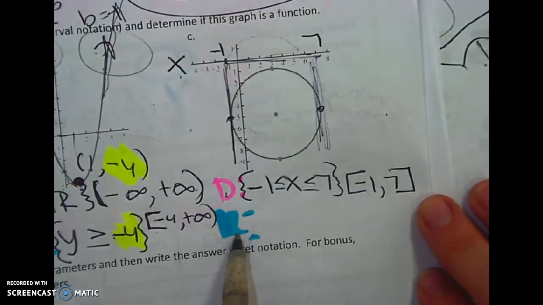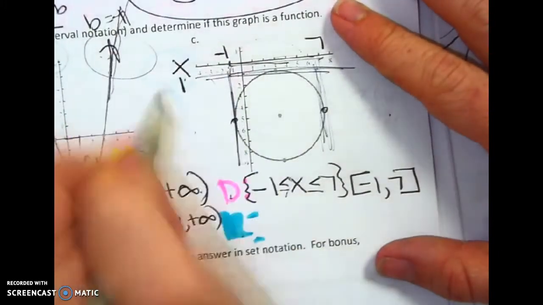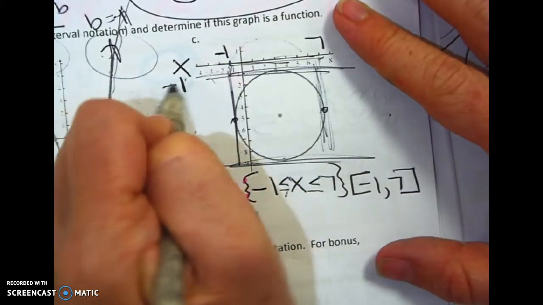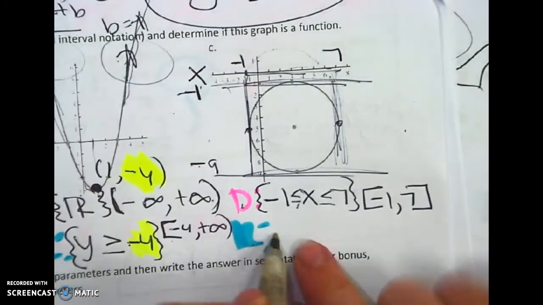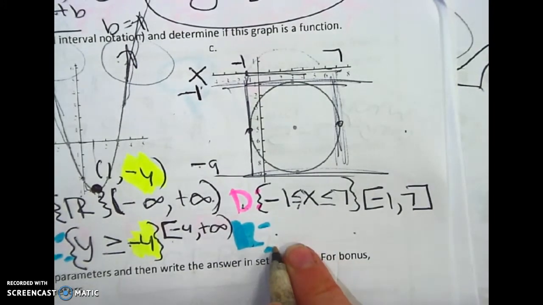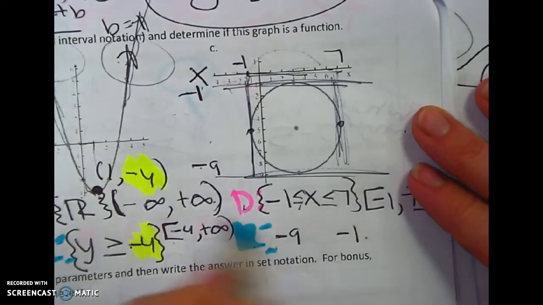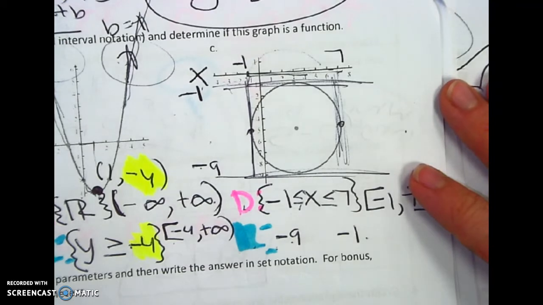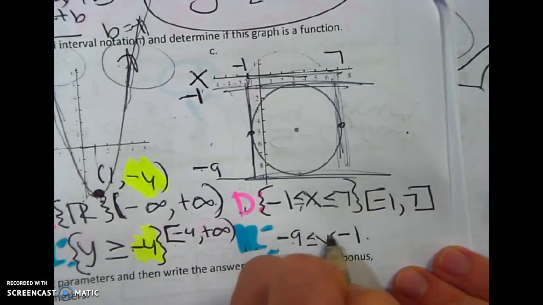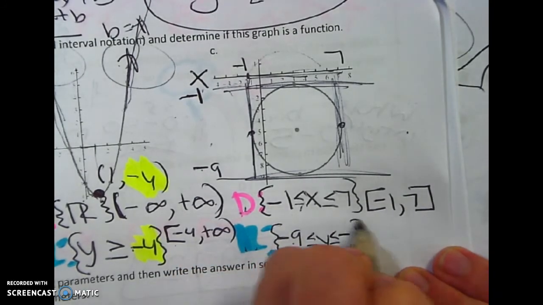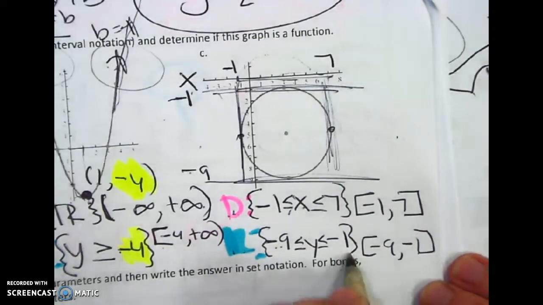Now let's do the circle, the range. There's no up and down forever. So it's here at 1, and here at -1, and here at -9. Now, when you're writing range, you can't go from -1 to -9. It's always the smallest to the biggest, okay? So it's going to be -9 to -1. But this time I'm dealing with range, so instead of writing X, I'm going to write Y, set notation, brackets, -9 to -1. Remember, smallest to biggest, okay?